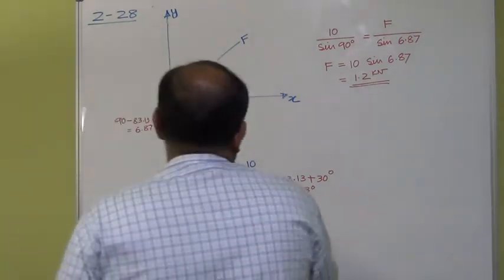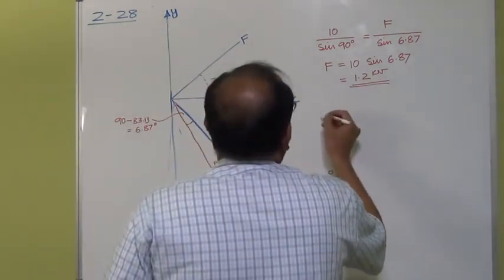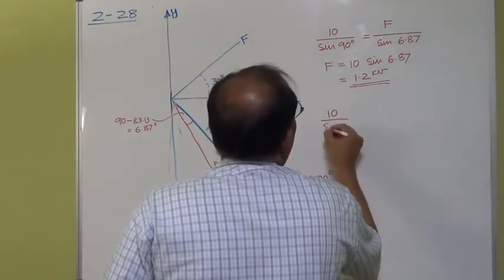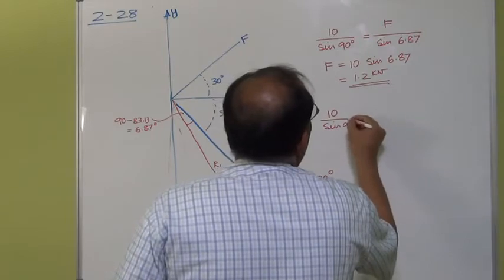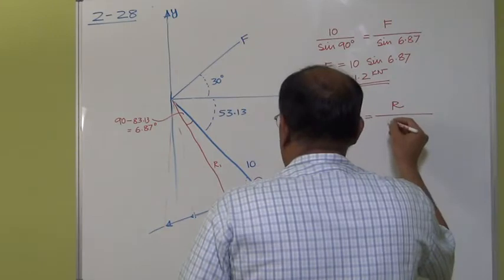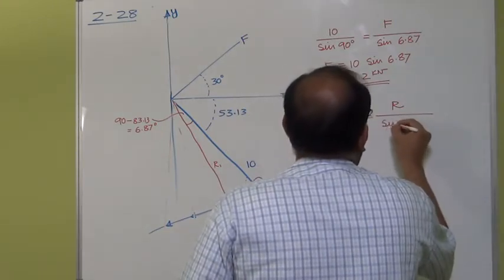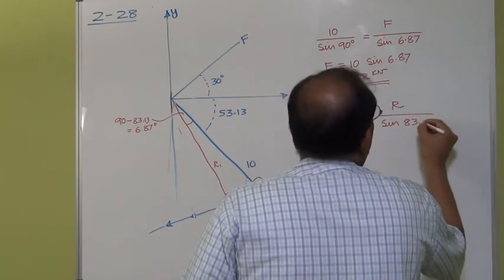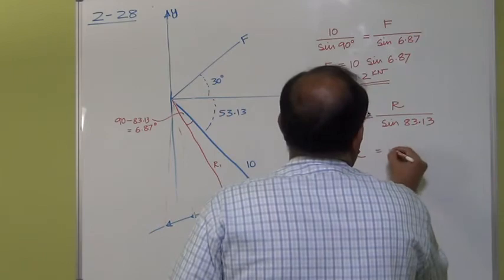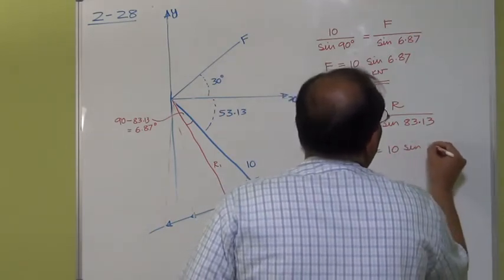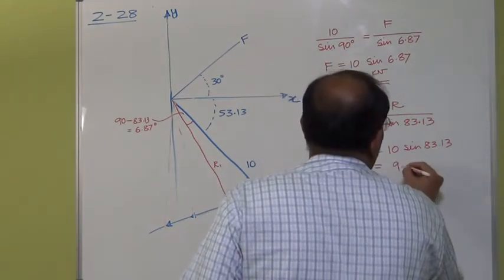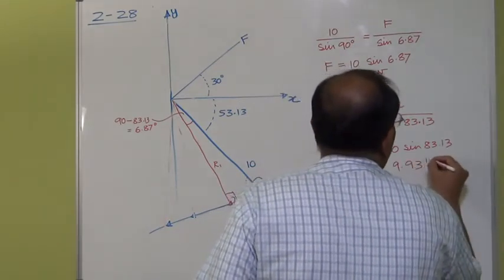Similarly, you can also find out the resultant of this one. Let's say 10 divided by sine 90 is equal to R divided by sine 83.13. So R is basically 10 sine 83.13, which is 9.93 kilonewton.